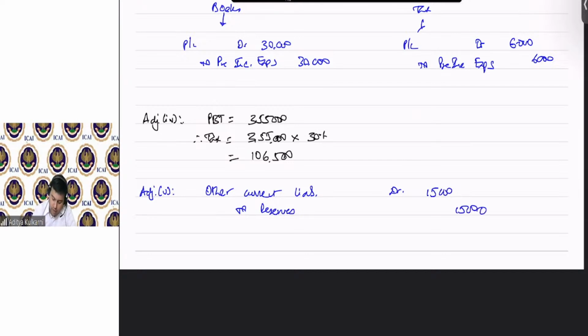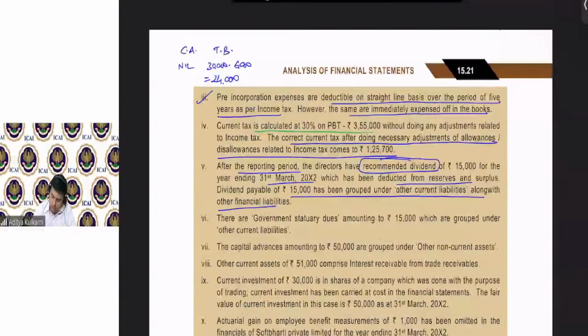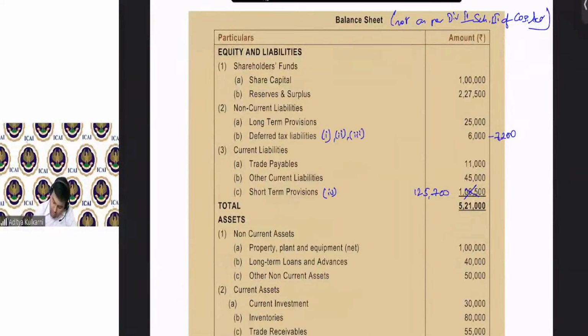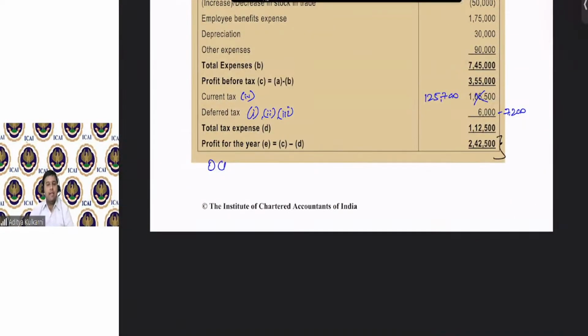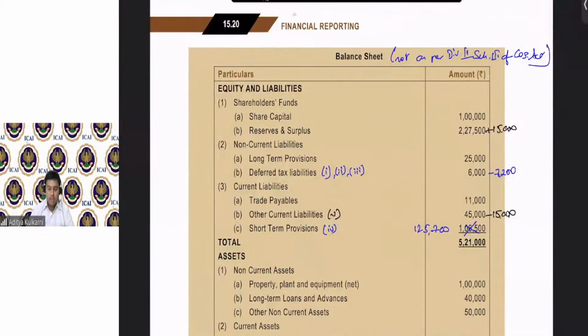Okay. So coming to the question, other current liabilities, remove 15,000 from here and add 15,000 here. Acha, 2,27,500 plus 15,000 if you do, it comes to 2,42,500, which is exactly the profit for the year that they have given. It should be, because this is the first year of Soft Bharati Private Limited. So whatever is the profit for the year, that should be reflected in the reserves. So therefore, it is matching. You can cross check and it is working well.